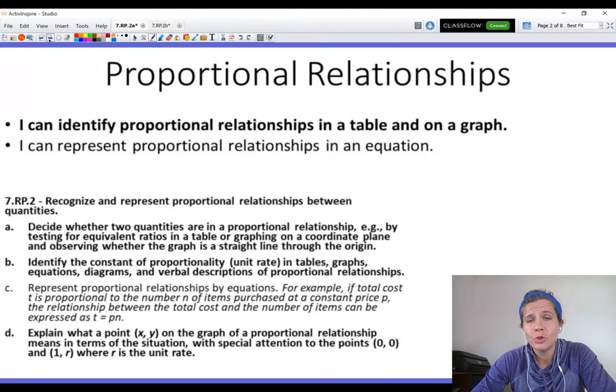relationships. This is a two-part video, and at the end of this first video you should be able to identify proportional relationships in a table and on a graph. This video goes with standard 7.RP.2, and in this one we're going to be talking about parts A, B, and D.